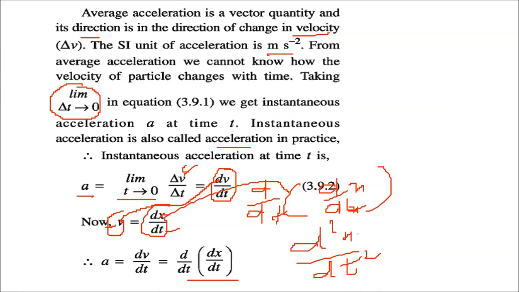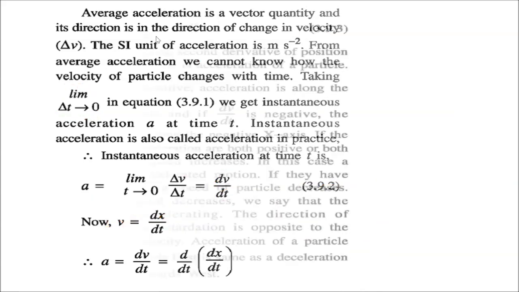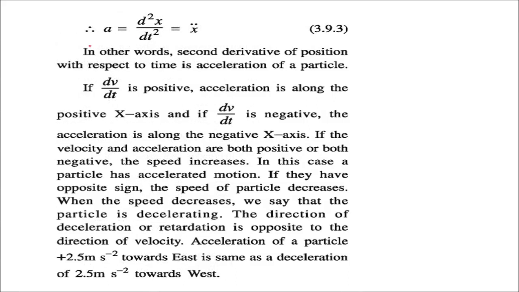So whenever we have an equation in terms of x, you just differentiate it twice. That is the acceleration, d2x by dt square. It is given by x with 2 dots above. Or we can say that the second derivative of position with respect to time is the acceleration of a particle. If this dv by dt is positive, that is a positive acceleration along the x-axis. If dv by dt is negative, the acceleration is along the negative x-axis.